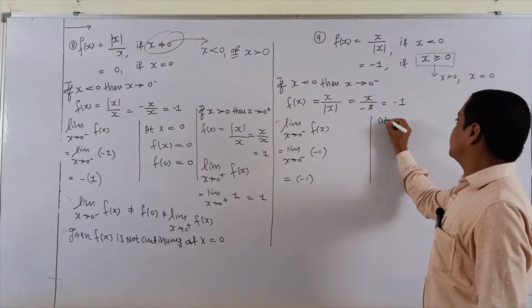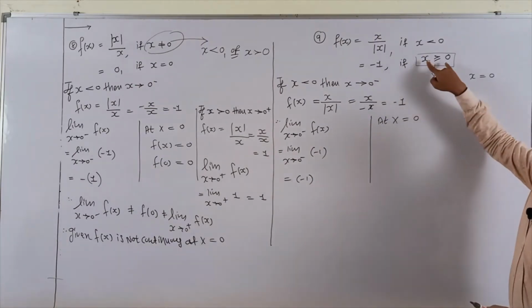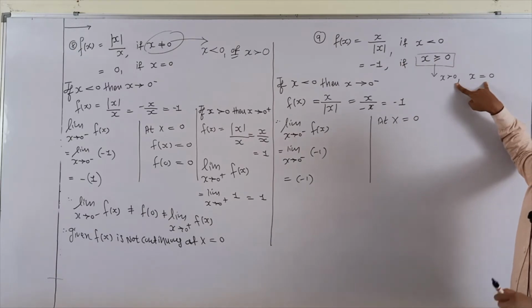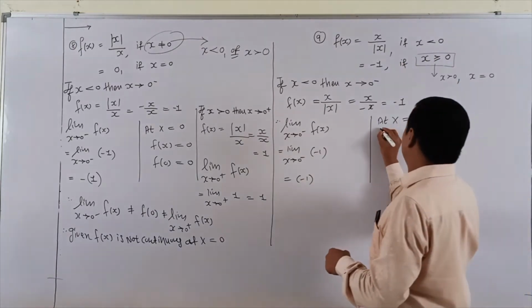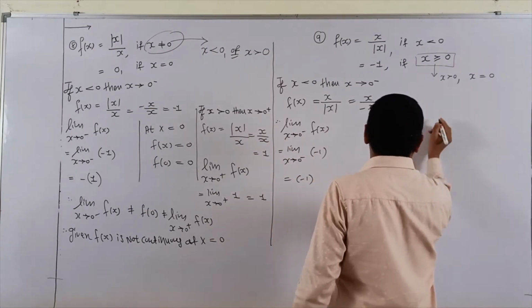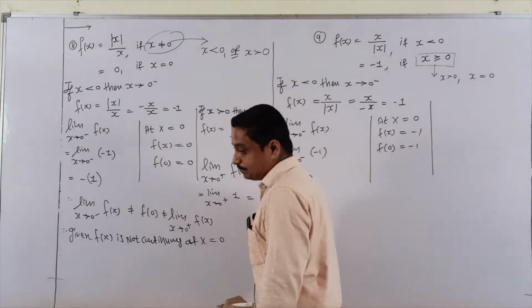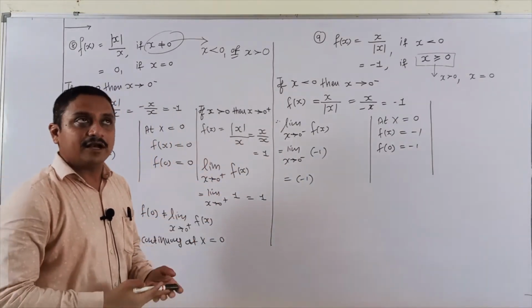Now at x is equal to 0. Read the question. Here are the two meanings: greater than 0 and equal to 0. Equal to 0 is already present here. And what is the function? It is -1. So this value is also easy, finishing my second part.